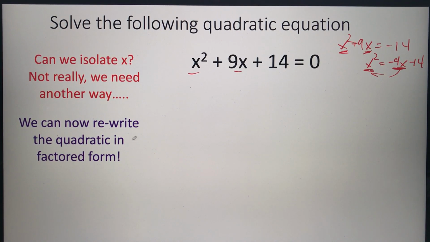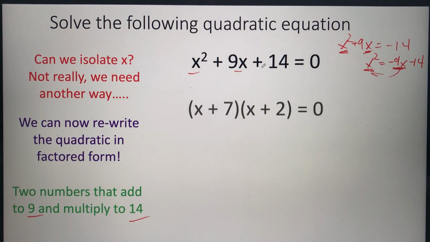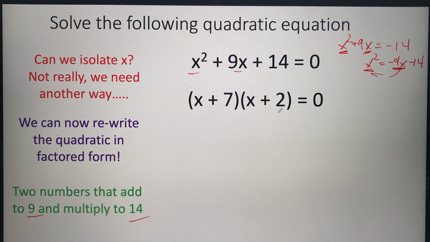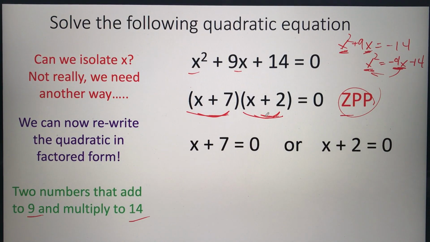We can now rewrite this quadratic in factored form. It's pretty straightforward for us. Find two numbers that add to 9 and multiply to 14. Those numbers will be 7 and 2. And now we can use that zero product property we just talked about, in that now I have something times something equals 0. That means either this or this equals 0. This is going to allow us to solve the equation. So now we begin to see the advantage of factoring and why we do it.